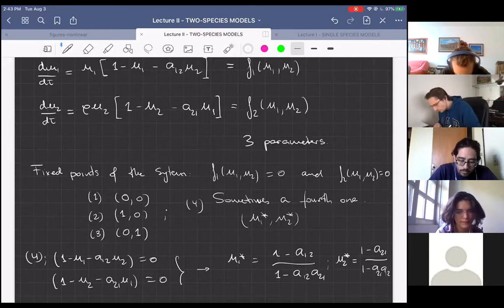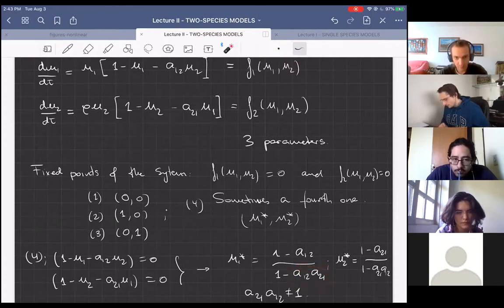And of course, to have this, we need that A21 times A12 needs to be not equal to 1, because if not, this denominator is going to be 0, and then this doesn't exist.